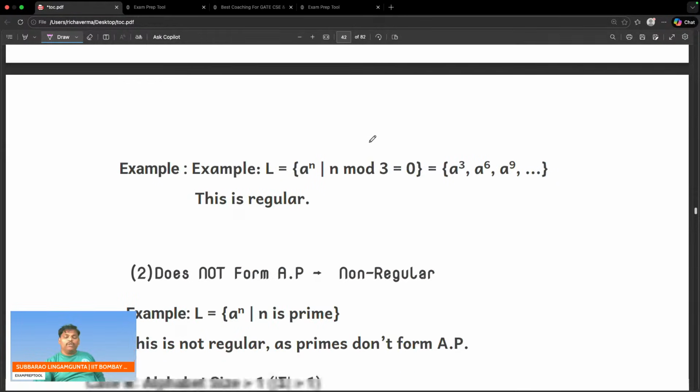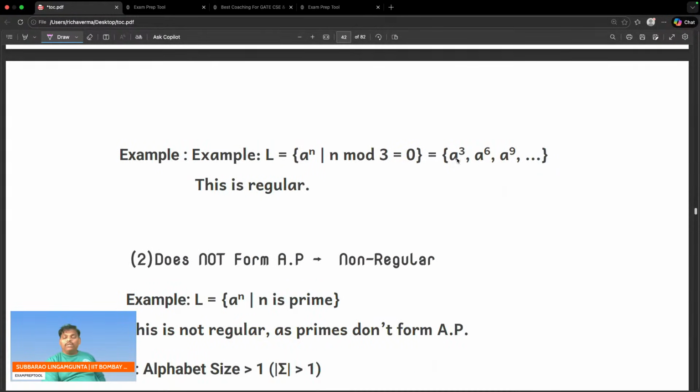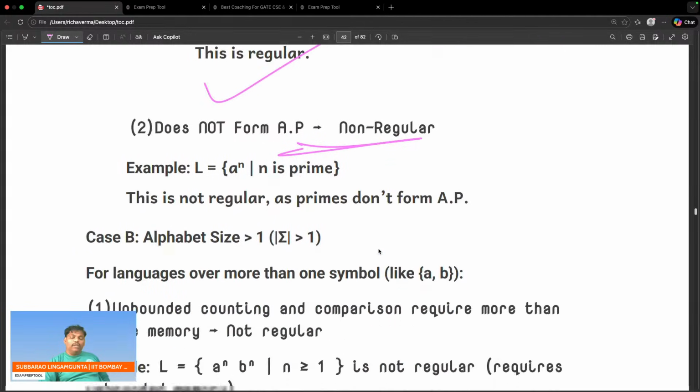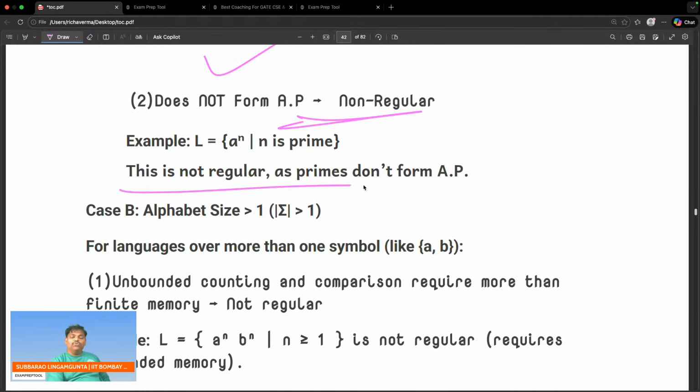See the example, a power n where n modulo 3. So I think an AP series is going on. It's regular. Next one, if it does not form an AP, it is going to be non-regular. A power n where n is prime: there is no AP format, it is a prime series. So it is not regular.